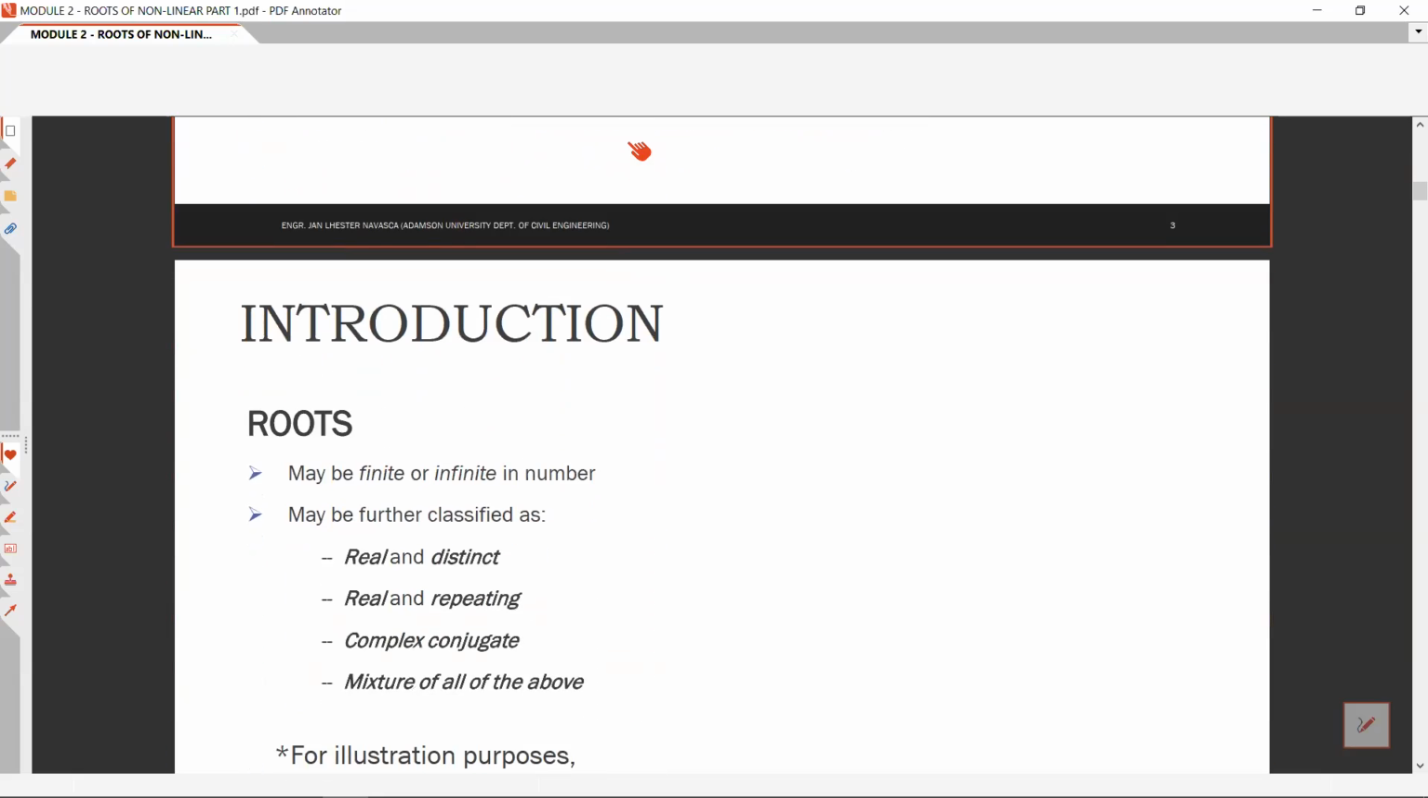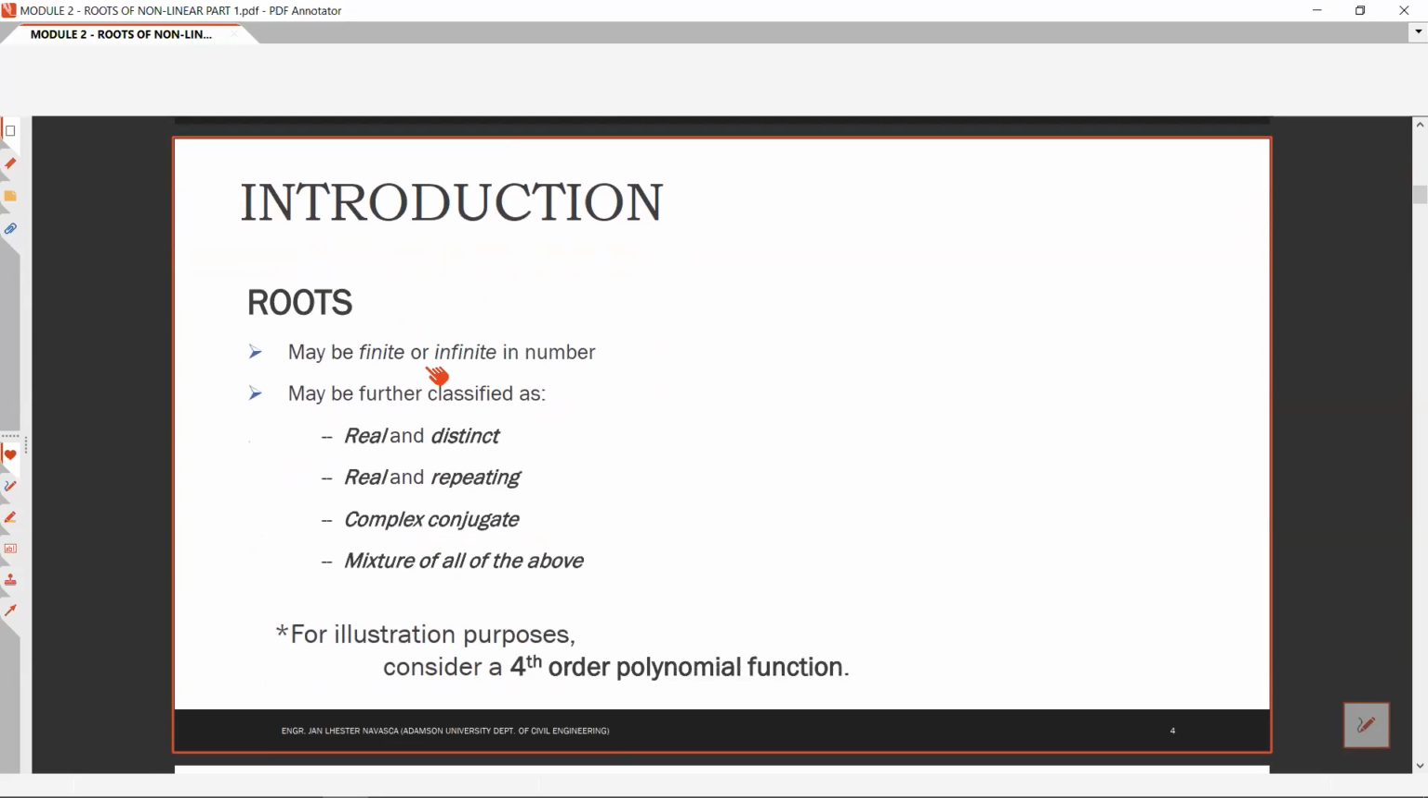The roots may be finite or infinite, real and distinct, real and repeating, complex conjugates, or a mixture of the above. Remember the complex numbers, and remember the real numbers.